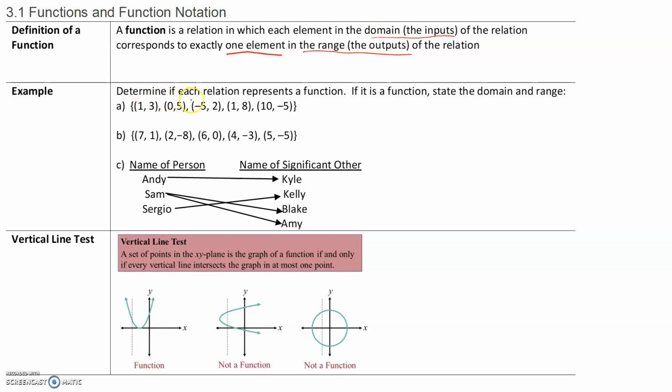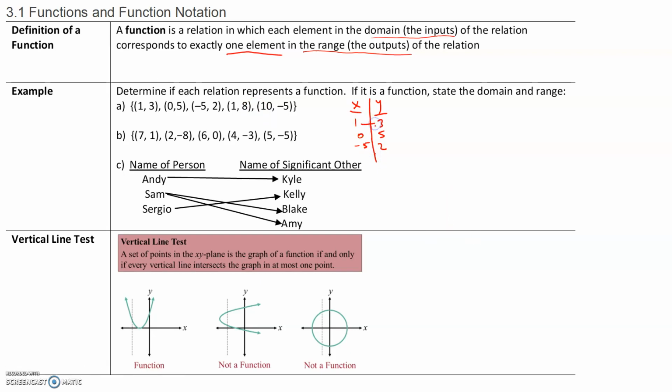Okay, so for example, determine if each relation represents a function. If it's a function, state the domain and range. So in the first case, I'm going to make a little chart here. So I have my x values and my y values. So my first point is 1, 3. So 1 is paired up with 3. We have 0, 5. We have negative 5, 2. We have 1, 8.